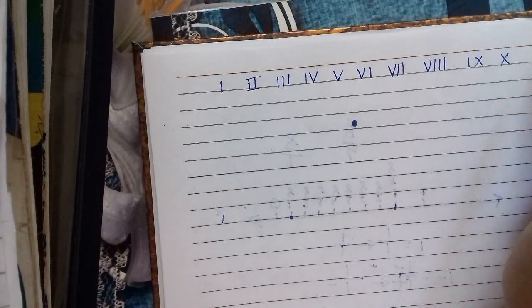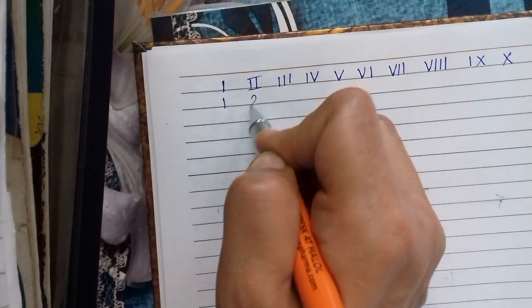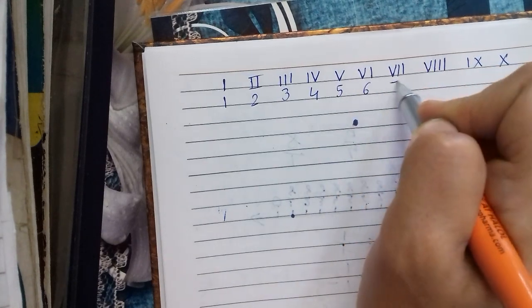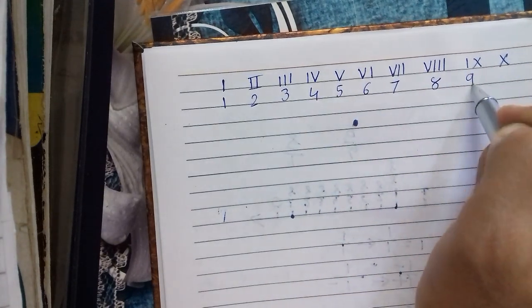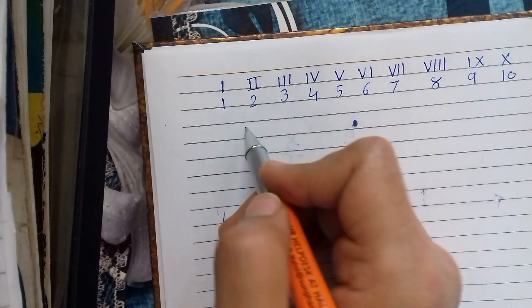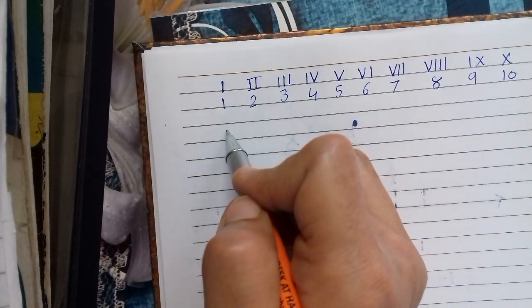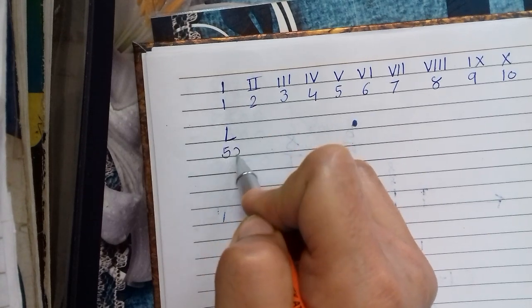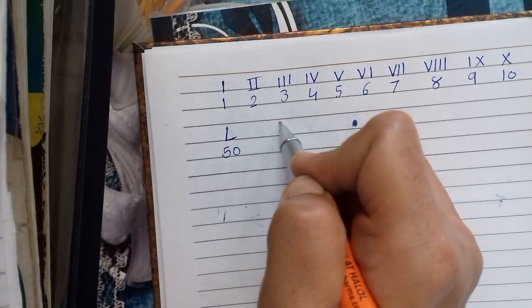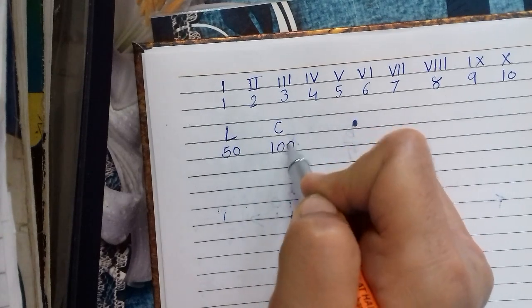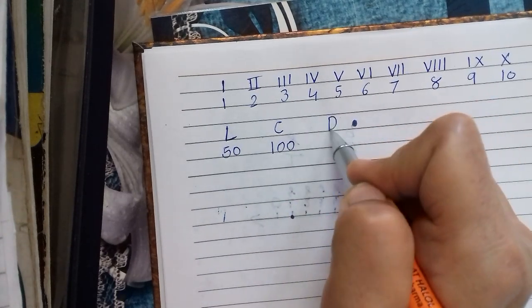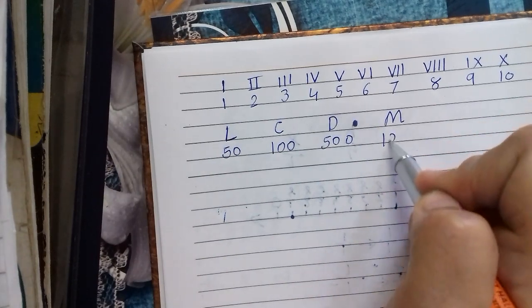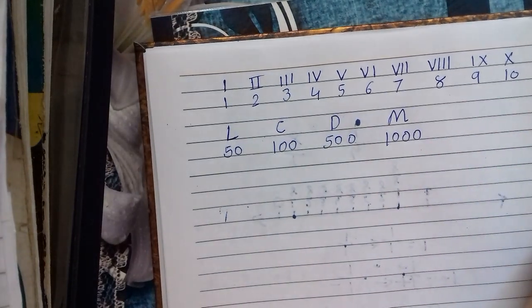Then 1, 2, 3, 4, 5, 6, 7, 8, 9 and 10. And some more: L. L means 50. C means 100. D means 500 and M means 1000.